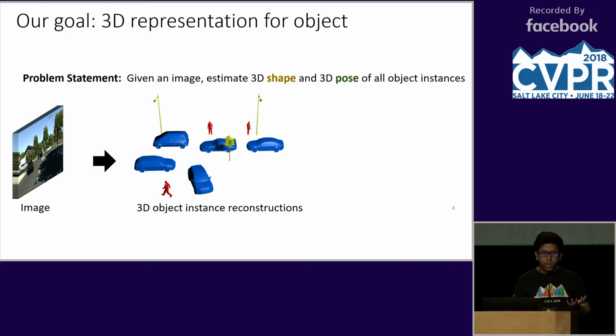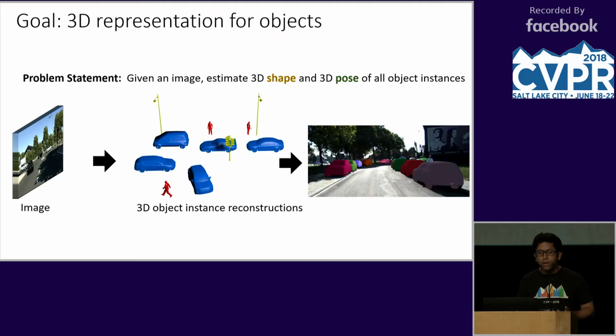So our problem statement is like this. Given an image, let's get the 3D shape and pose of each and every object instance in that image, right? So now, if you can get this kind of representation out of the image, this is going to be much more useful for a lot of different applications. Now, if you really want to get back a 2D representation, like let's say you want an instance segmentation out of it, you can just simply render it and get an instance segmentation, right? So all this comes free. If you want, you can get a depth map also out of it.